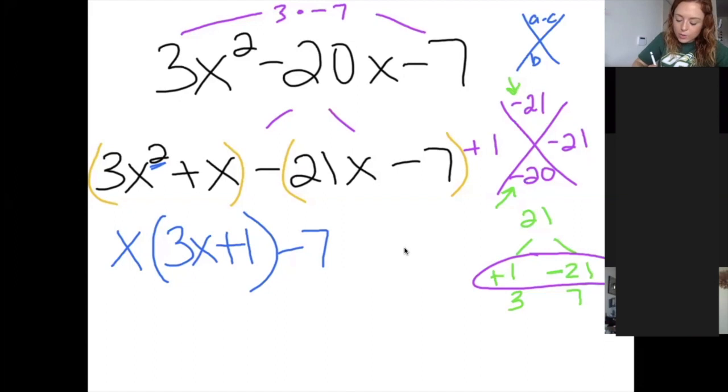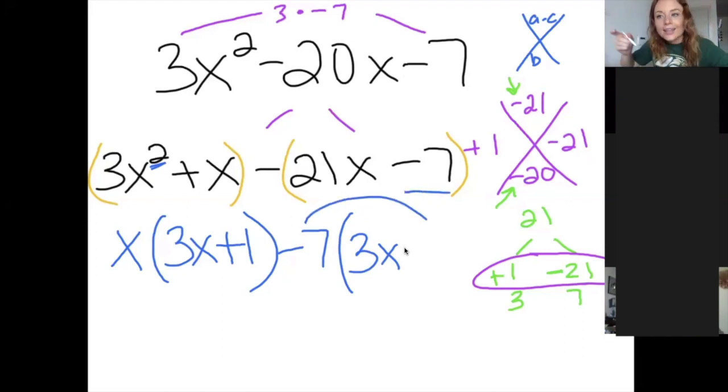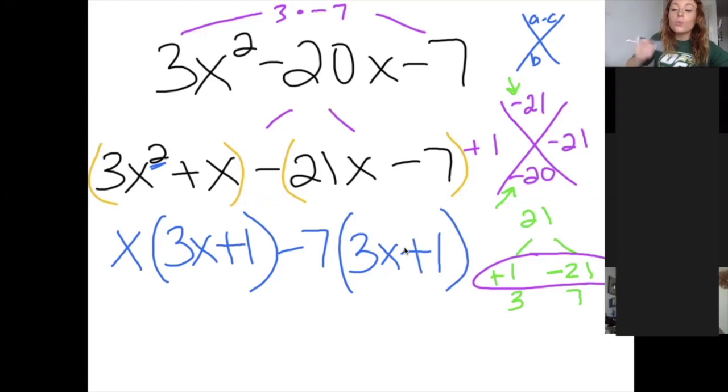Okay, so then I'm going to open up parentheses. And then 7 times what gets me back to 21x? 3. And then I need that x there. Yep. And then this is where we have to be careful, because this is a negative 7. So negative 7 times what gets me back to negative 7? Negative 1. Wait, hold on. No, positive 1.